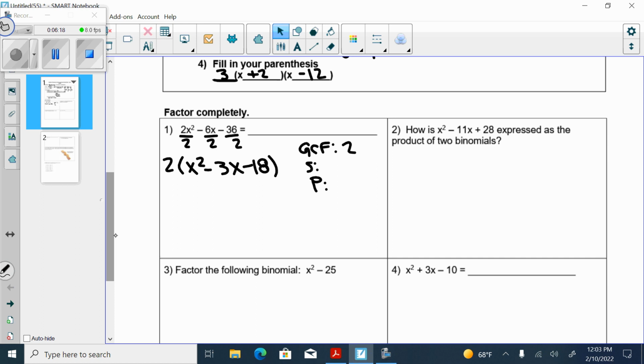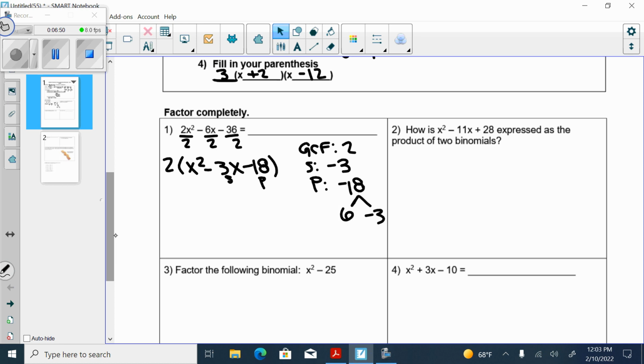So what's our sum? Right, the number here in the middle is the sum, negative 3. And what's our product? Right. Okay, so now I just need to pick some numbers that will multiply to give me negative 18. Okay, so he said 6 and negative 3. Okay. 6 times negative 3 is negative 18, but it adds to give us positive 3, right?